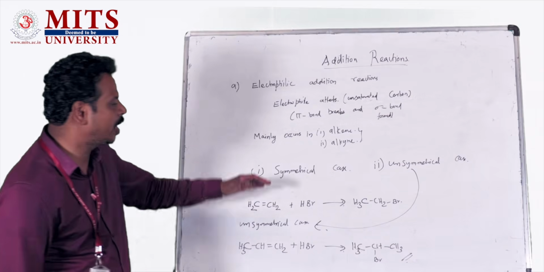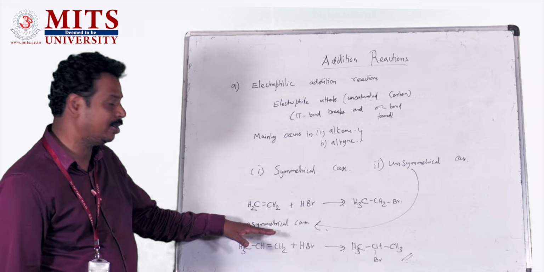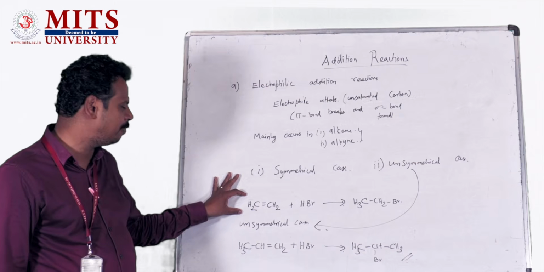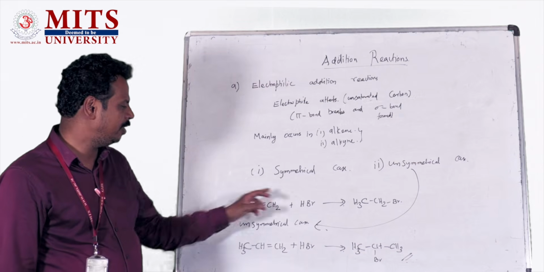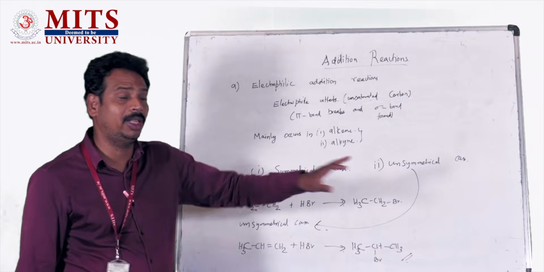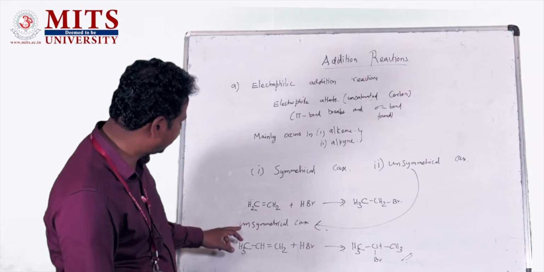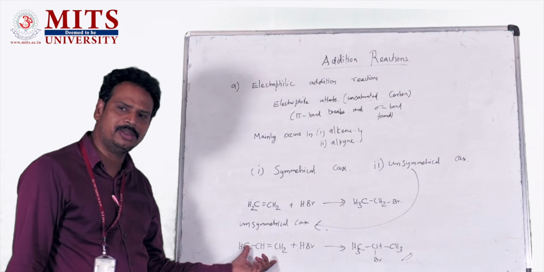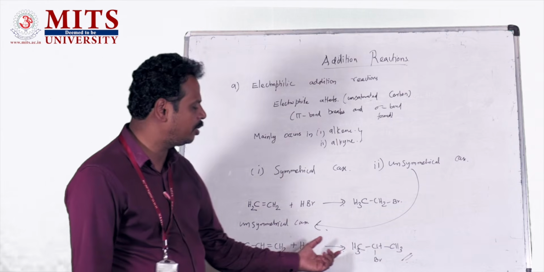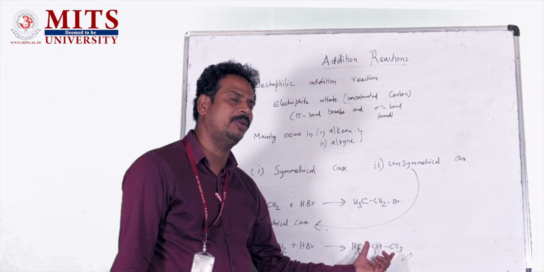So there are two cases: one is symmetrical, another is unsymmetrical. In the symmetrical case, I took the example of ethylene, which adds to HBr, and you obtain the product ethyl bromide. In the unsymmetrical case, you take propene, it adds to HBr, and thereby you obtain the product isopropyl bromide.